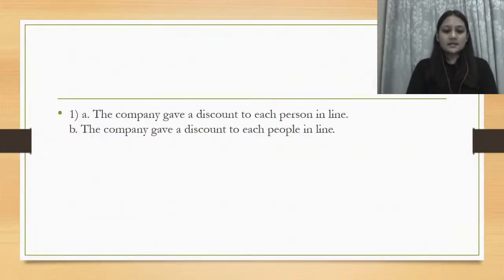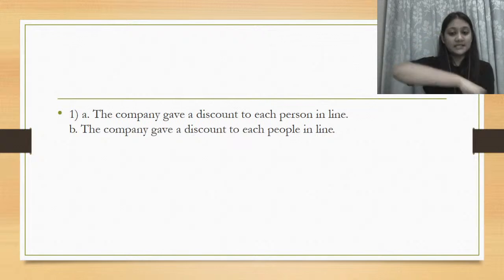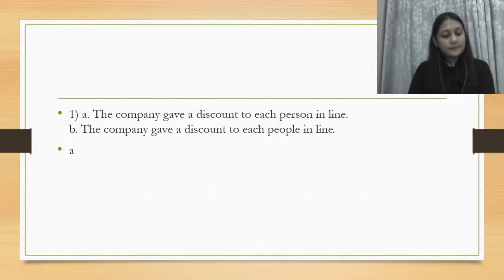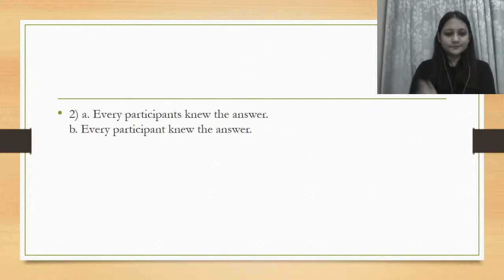Okay. Next, the company gave a discount to each person in line. You have to choose either A or B. What do you think is the correct answer for the statement? The company gave a discount to each person in line, or to each people in line. Very simple. Each person, when we're talking about persons individually, is supposed to be right. The answer is A. The company gave a discount to each person in line. Clear? Make sense? Okay.